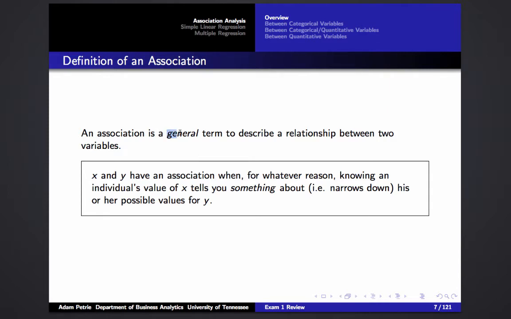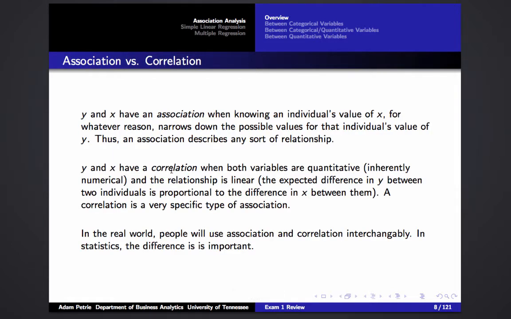So the word association is really a very general term to describe when there's a relationship going on between the two variables, and we think about it in this way. We say that x and y have an association when, for whatever reason, knowing an individual's value of x tells you something about their possible values of y, or in other words, narrows down the possible values of y that they might actually have. And so if that's the case, knowing the individual's x provides you some additional information about what their values of y might be, and that's what we say when we discuss two variables having an association.